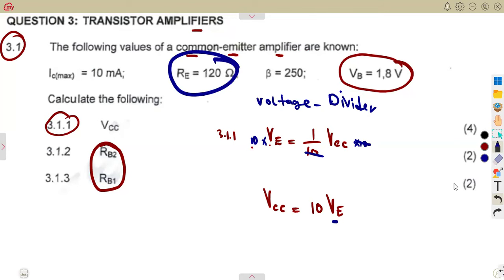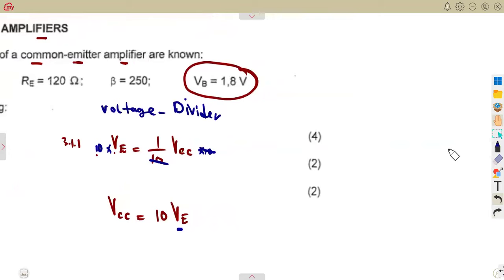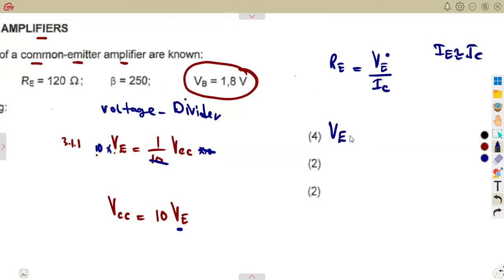If we are given RE, VE can be calculated, but we still have a limit there. Remember, VE can be calculated from RE. Let's say for RE first, from the way that we are usually given, this is VE over IE, but IE approximates to IC. So you're just going to use this as IC. So you can make VE the subject. VE is going to be, cross multiply, IC RE.